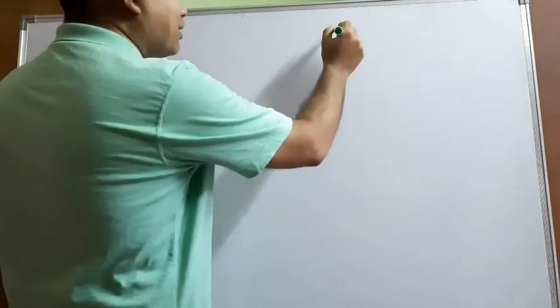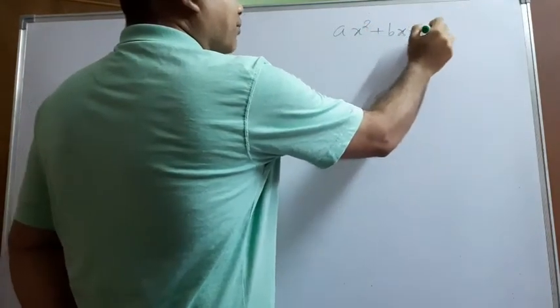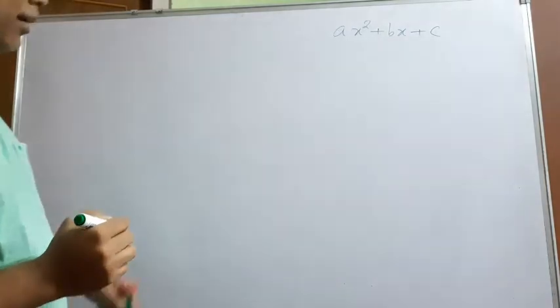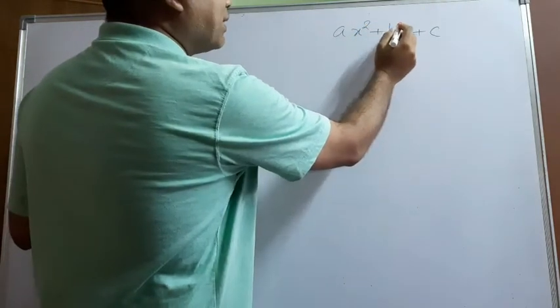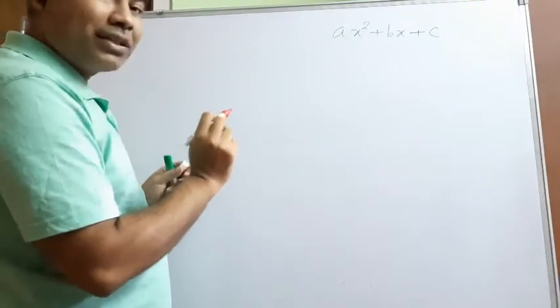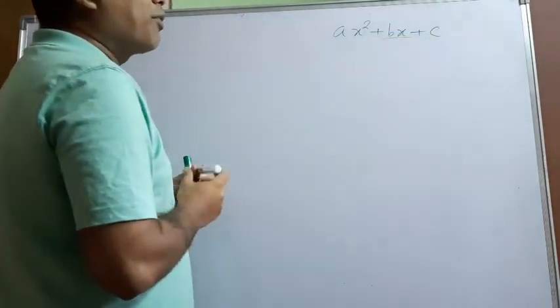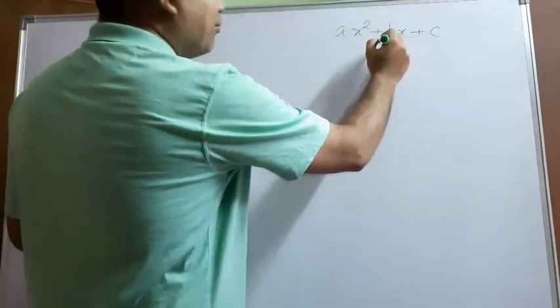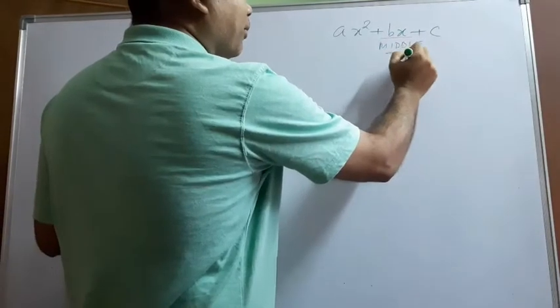As you know, the standard form of a quadratic polynomial is ax square plus bx plus c. When you write it in the standard form, the power of the variable x is always in descending order: first 2, then 1, then 0. In this order, bx is called the middle term because of its position.